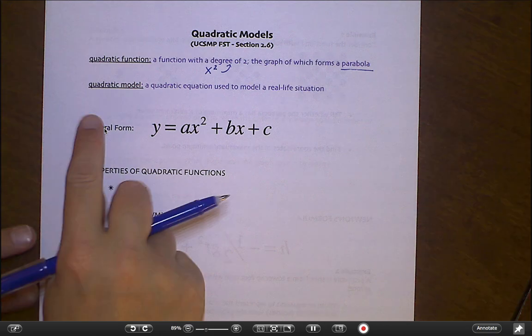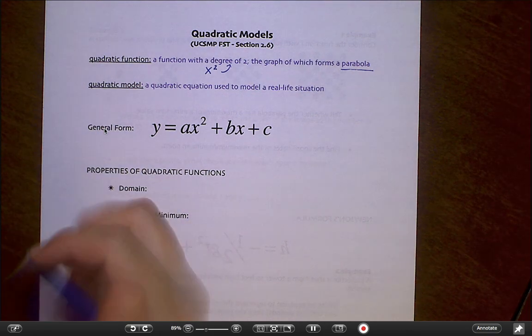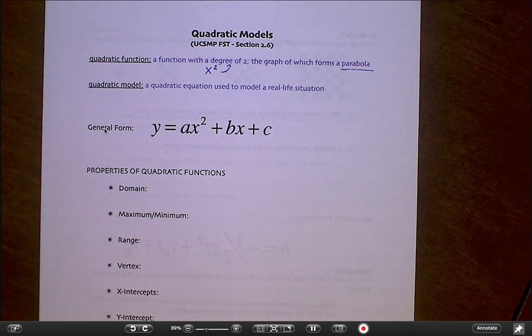And then quadratic modeling is really the same idea as all the other types of modeling we've talked about so far. We've talked about linear modeling, we've talked about exponential modeling. In general, modeling means we're going to write an equation to represent a real life situation. So today we're going to look at some different models that can be used for quadratic situations. Okay. And if you need to pause to finish writing down those definitions, you certainly may.